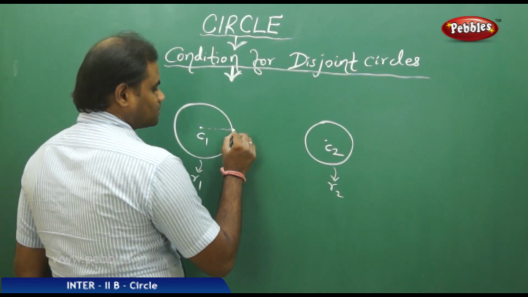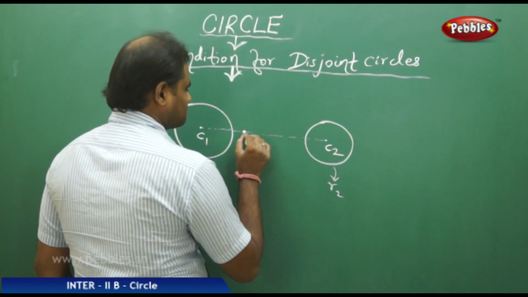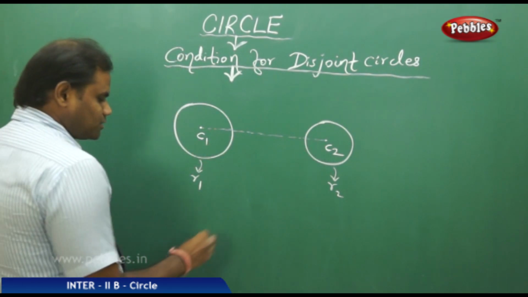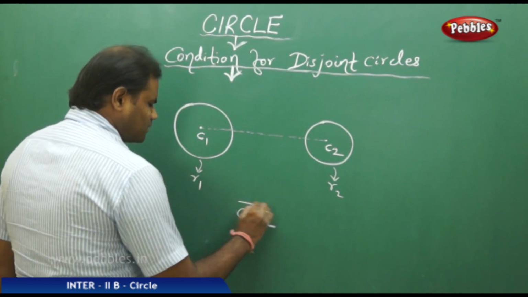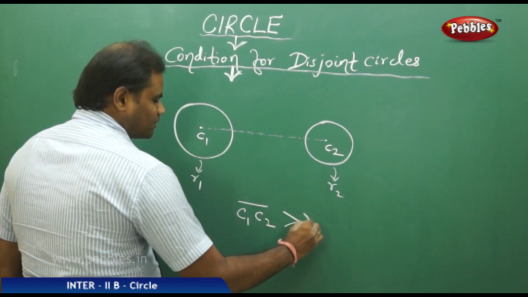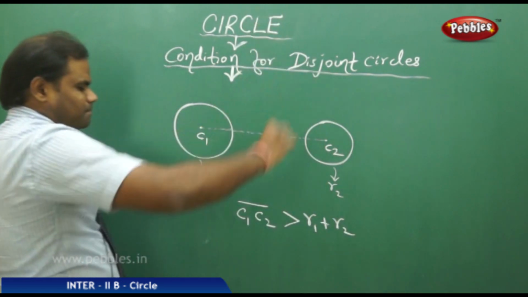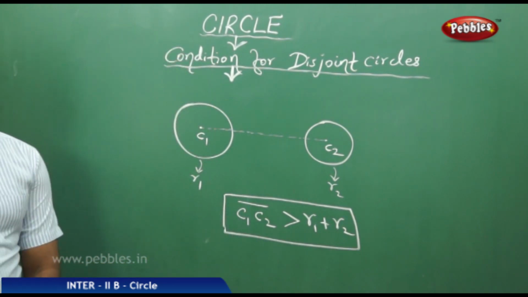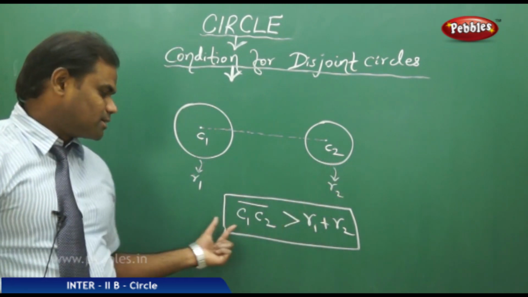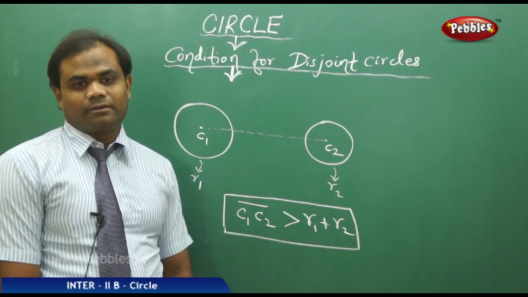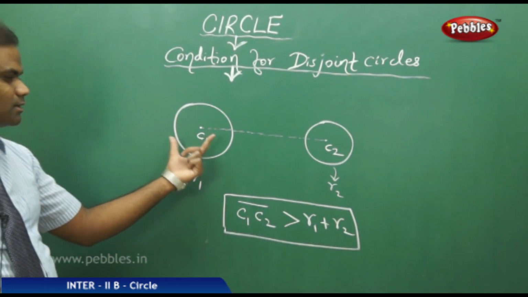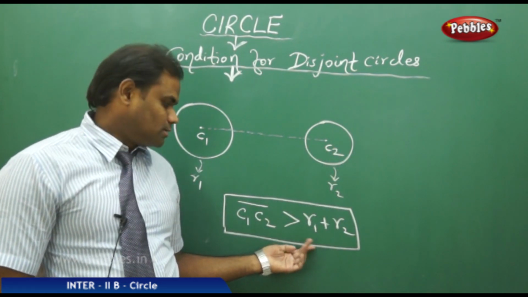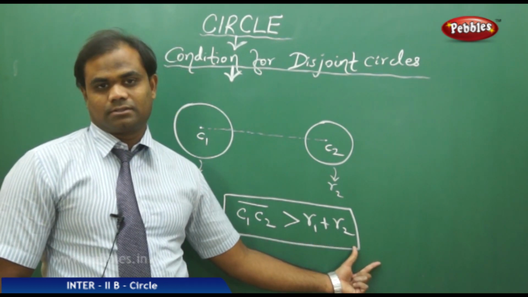The distance between C1 and C2: for the two circles to be disjoint, the condition is that the distance between C1 and C2 is always greater than the sum of the radii. This is how we understand the condition for two circles to be disjoint. The distance between their centers is always greater than the sum of their radii, where R1 is the radius of this circle and R2 is the radius of this circle. The condition for disjointness of two circles is this greater than this.